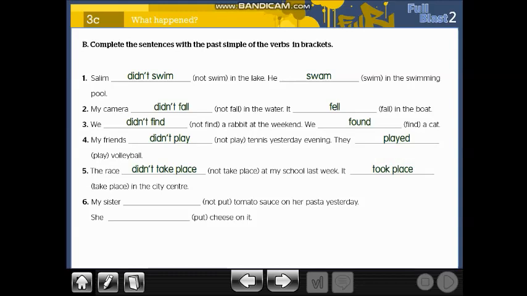Number 6, my sister didn't put tomato sauce on her pasta yesterday. She put cheese on it. Pay attention to the verb put. We didn't change it. Why? It's an irregular verb, and the past simple and the participle are the same: put. I want you to memorize the verbs in the past, especially the irregular verbs, and try to do this exercise in your workbook.